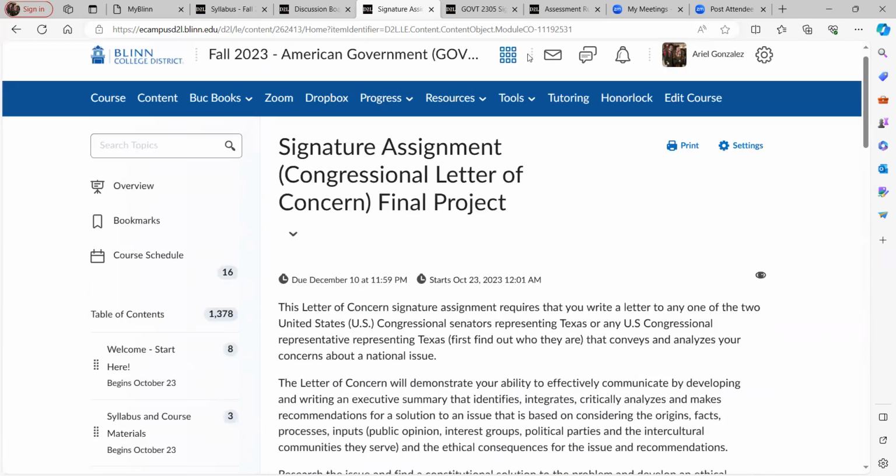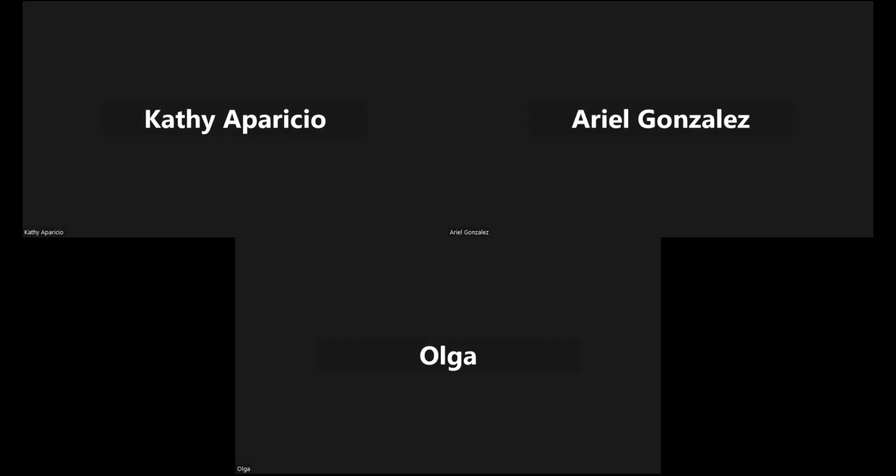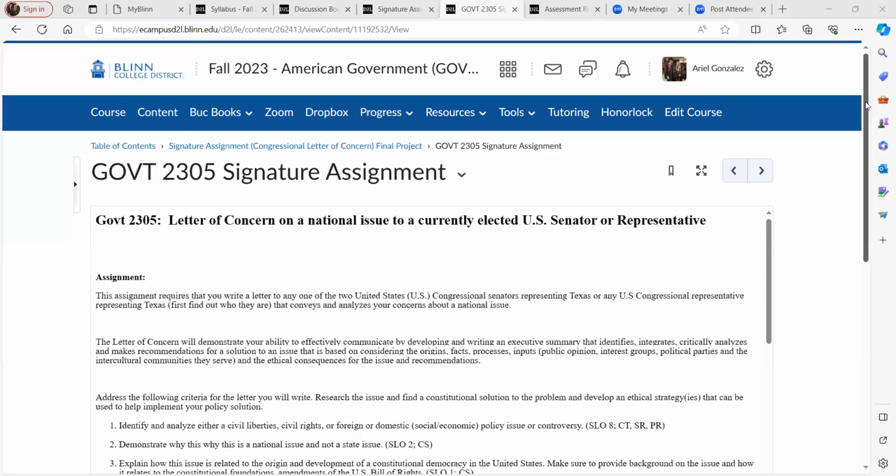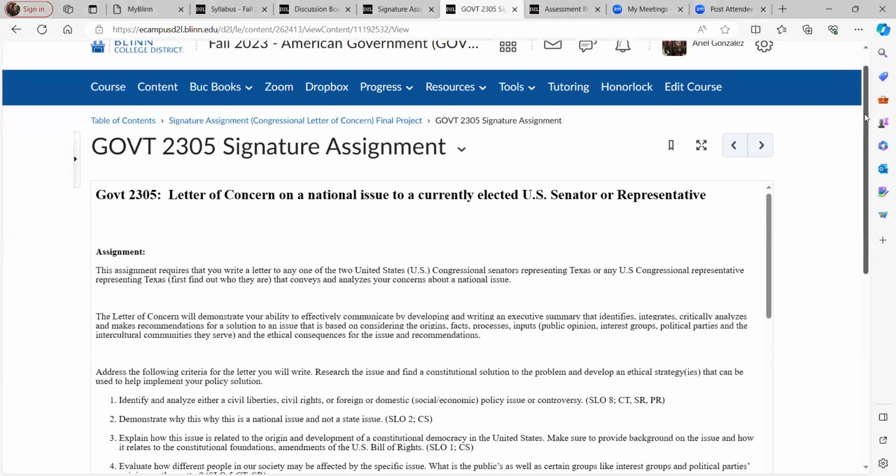So let me go ahead and let me see here. Let me go ahead and stop the share really quickly. Okay, and then I'll share it here again really quickly. Let me go to the other page here, so that way you all can see. Okay, so y'all should be able to see. This is the document here, right?